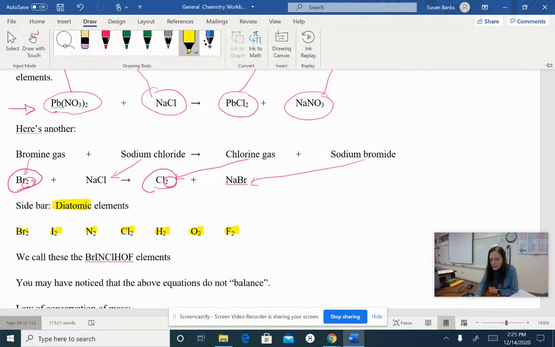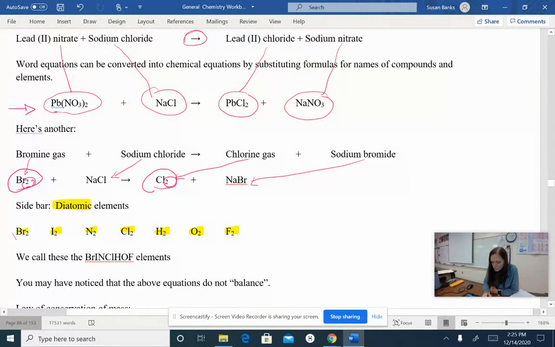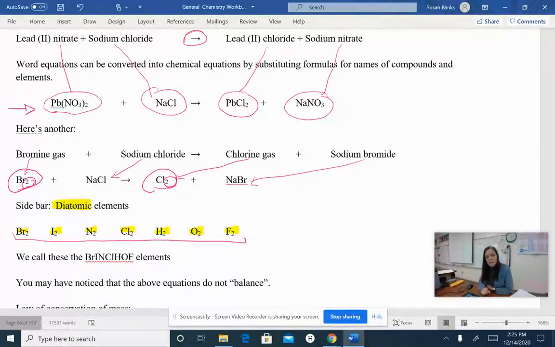And there's a reason that I put them in this order. When we spell them out in this order, they spell the last name Brinkelhoff. And it's a lot easier for you to remember that the diatomic elements spell out Brinkelhoff than for you to individually memorize them. So remember, bromine is Br2, iodine, I2, nitrogen, N2, chlorine, Cl2, hydrogen, H2, oxygen, O2, and fluorine, F2, when they are not bound to anything else. When they are elemental, they come in groups of 2.